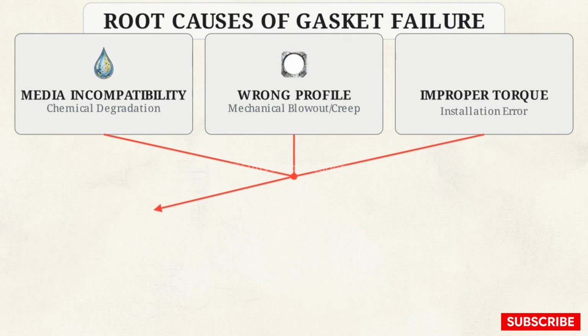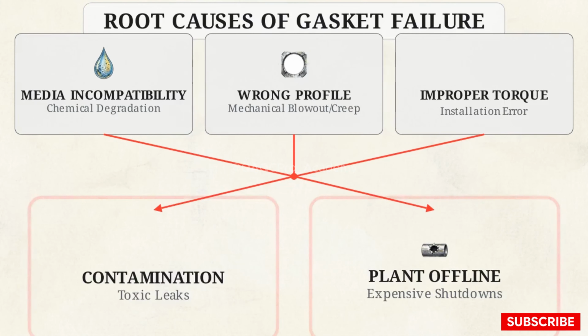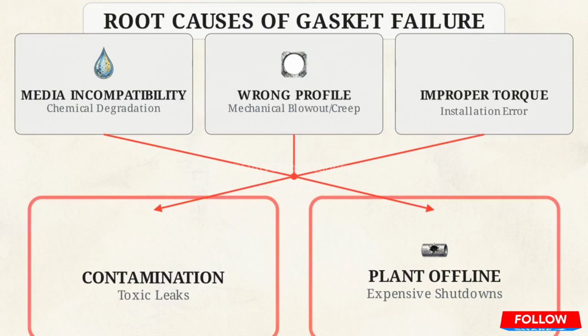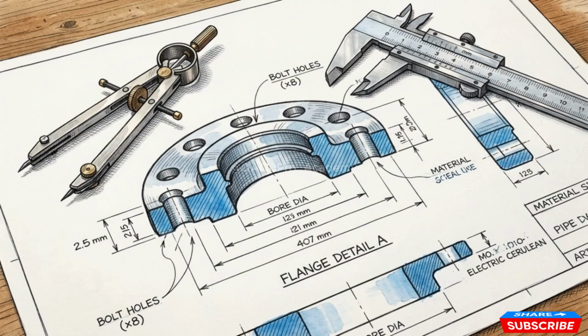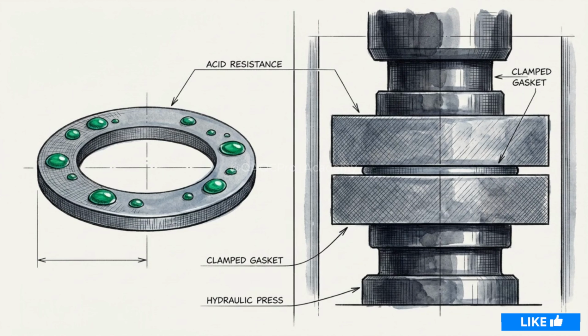As you trace these branches down to their outcomes, you see that taking shortcuts during the selection process to save a few minutes of upfront research directly leads to toxic leaks and expensive plant shutdowns. Selecting the correct seal is a mechanical engineering calculation. You have to balance a material's ability to conform chemically with its ability to remain physically stable under intense stress.